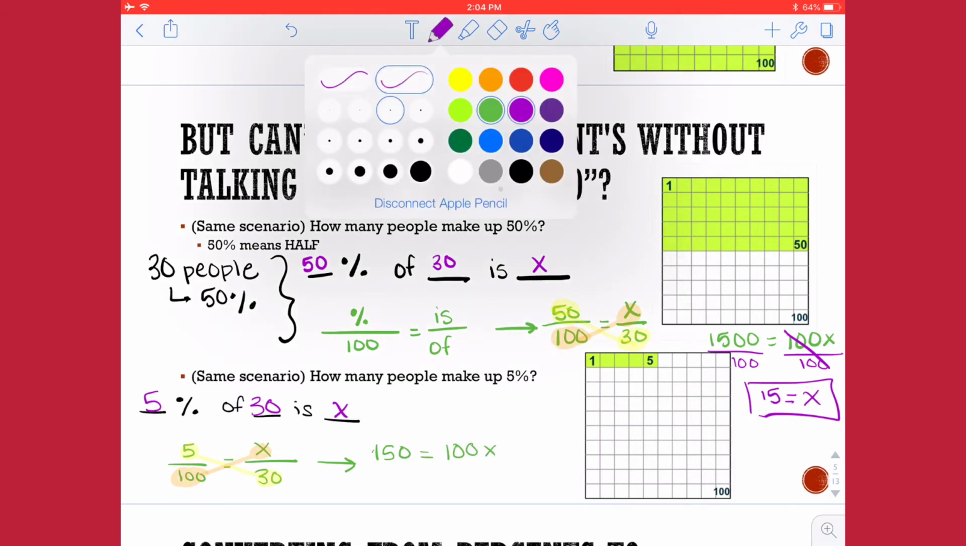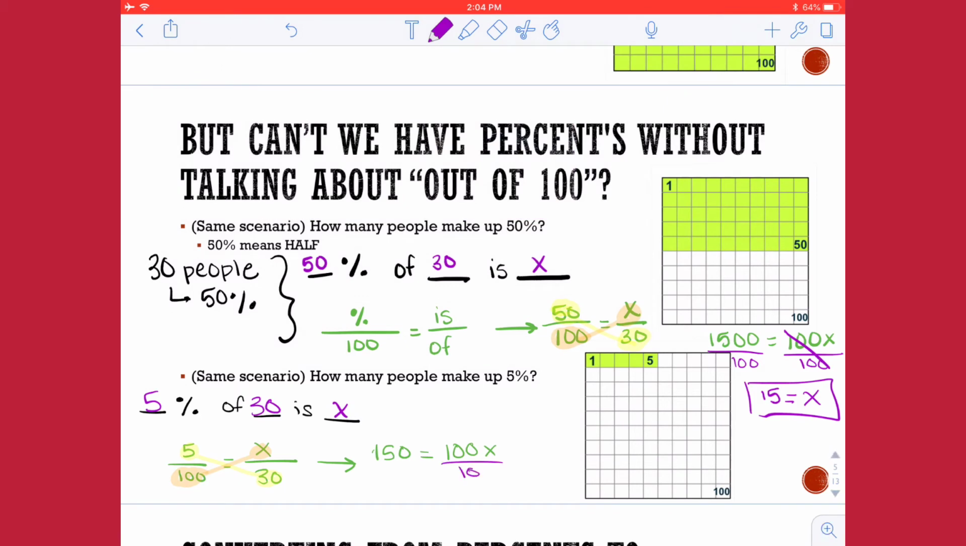And then in order to get my x by itself, I'm going to divide by 100, and that leaves me with just x. I got to divide the other side by 100, so when I take 150 and I divide that by 100, it gets me the value 1.5. So 5% of 30 people is 1.5, which is a little weird, right? Like if I was thinking about this in an application sense and I wanted to say, okay, how many people make up 5%? You can't have half a person. I can't have 1.5 of a person. It just doesn't make sense, right?